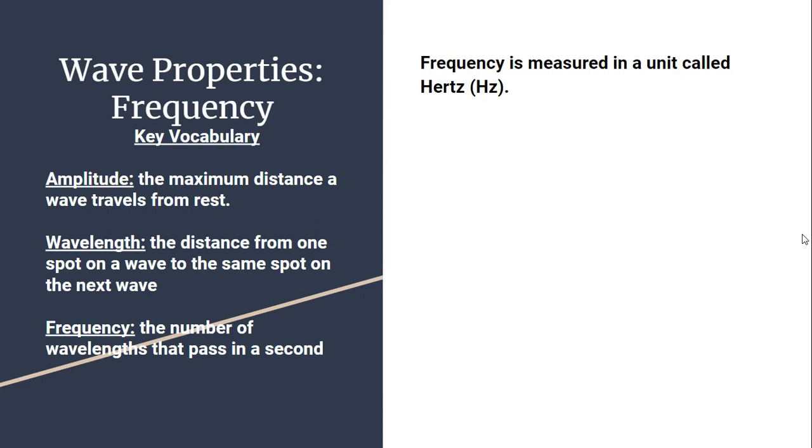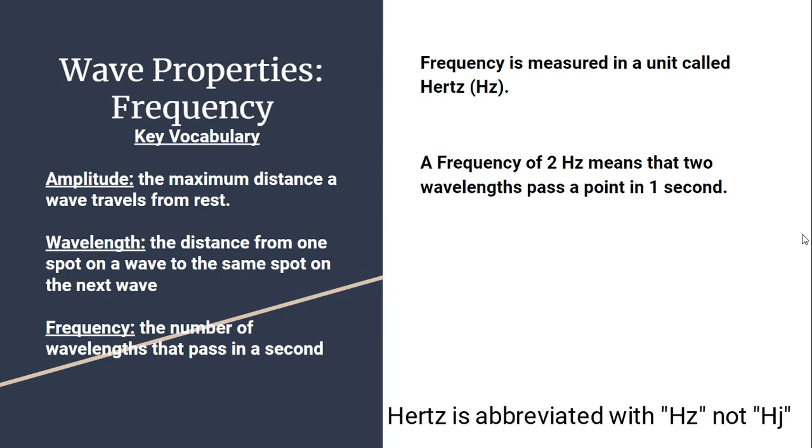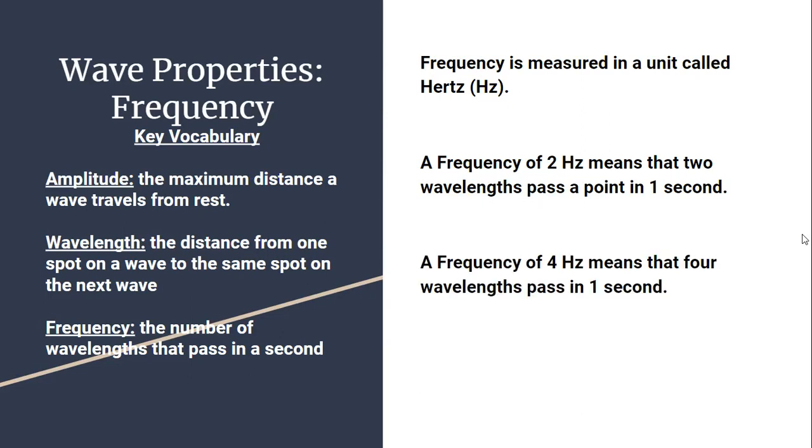Frequency is measured in a unit we call hertz. It's abbreviated with Hz. And a hertz is a measurement of how many waves pass a point in 1 second. So 2 hertz means that 2 wavelengths pass the point in 1 second. A frequency of 4 hertz would mean that 4 wavelengths pass in a second.